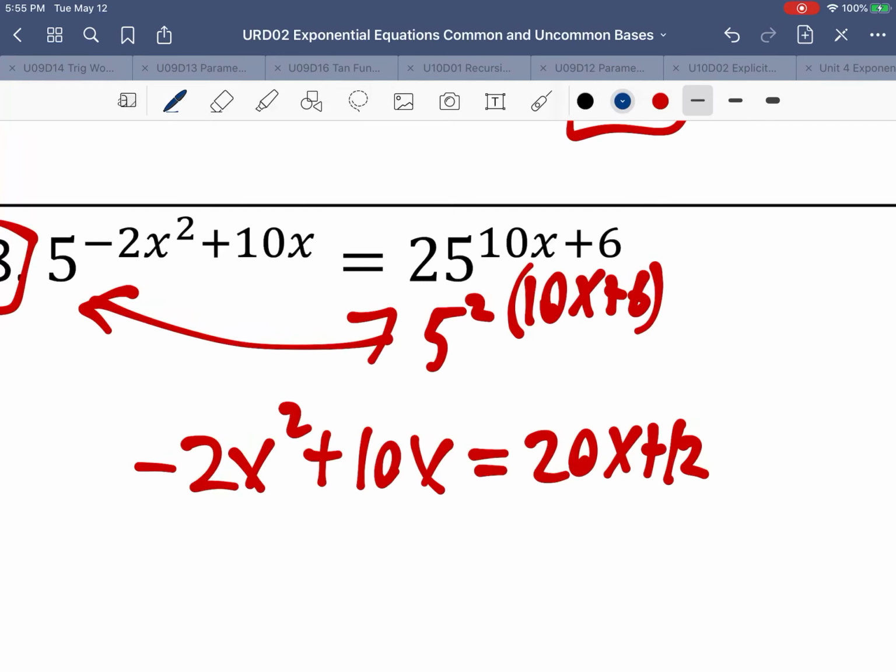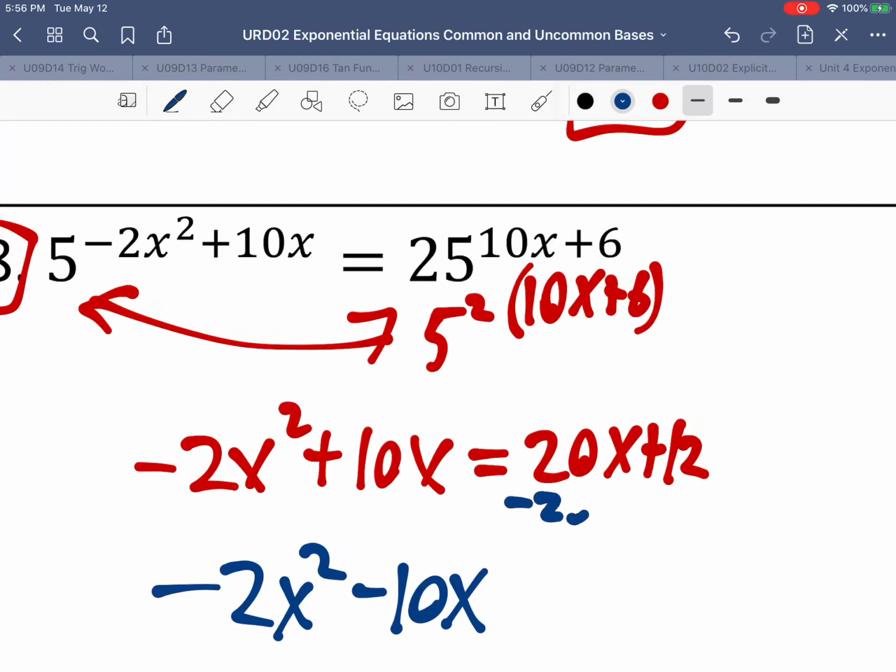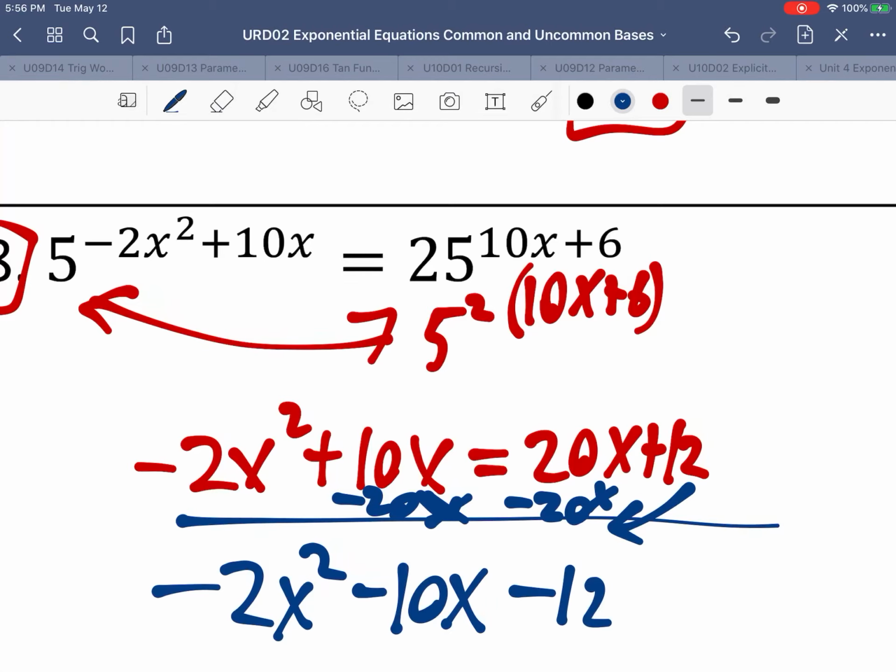So I'm just going to move everything to the left side. So the negative 2x squared is going to stay the same. I'm going to subtract 20x to the left side and get negative 10x, because 10x minus 20x is going to be negative 10x. I'm also going to subtract the 12 over to the other side as well. So it's going to become negative 12 equals 0.